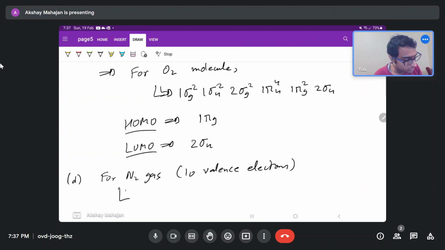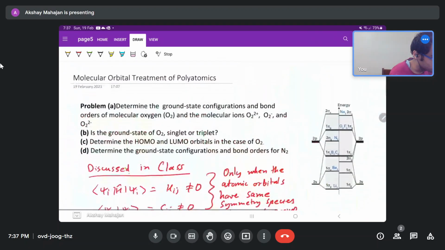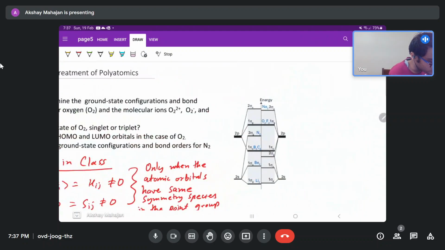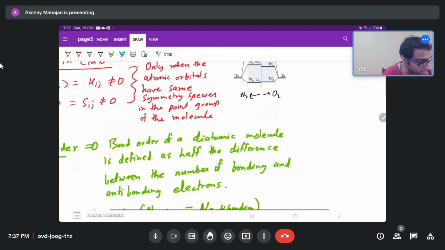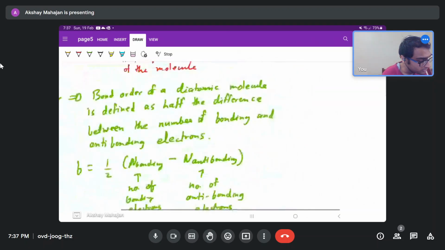So if you go with this N2 molecule, what we will have is 1 sigma g, 1 sigma u. Basically, you just go to this diagram. This side is for nitrogen, and this side is for oxygen. In nitrogen, the minimum is 1 sigma g, so 2 electrons will go into 1 sigma g, and 2 electrons will go to 1 sigma u.